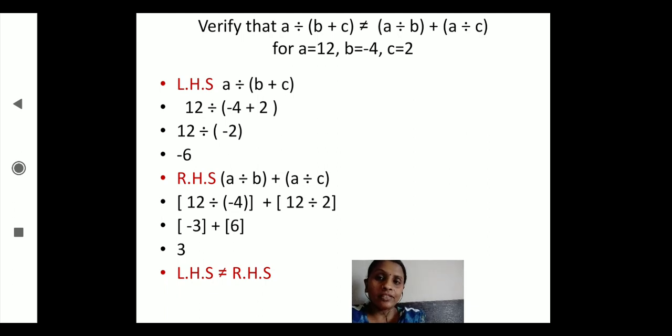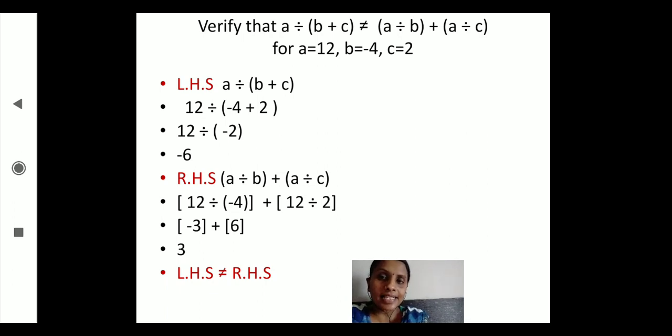Now, as we know, first we have to solve the expression which is in the bracket. So -4 plus 2 is equal to -2. So 12 divided by -2, our answer is -6. Now we will solve the right hand side.